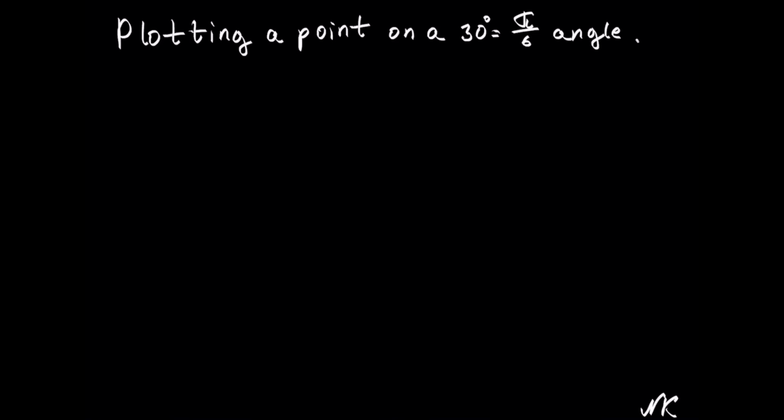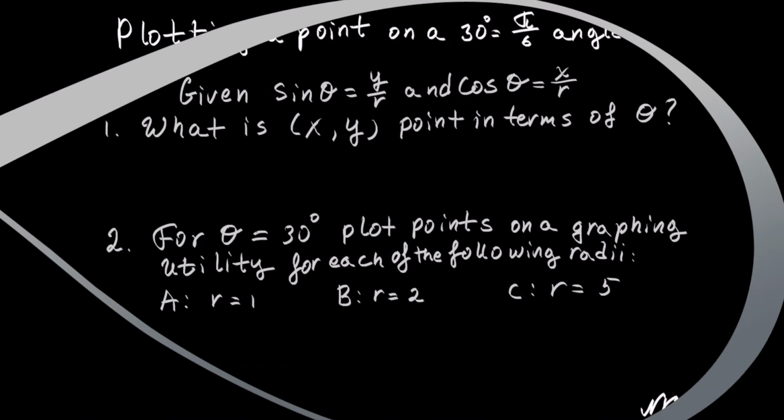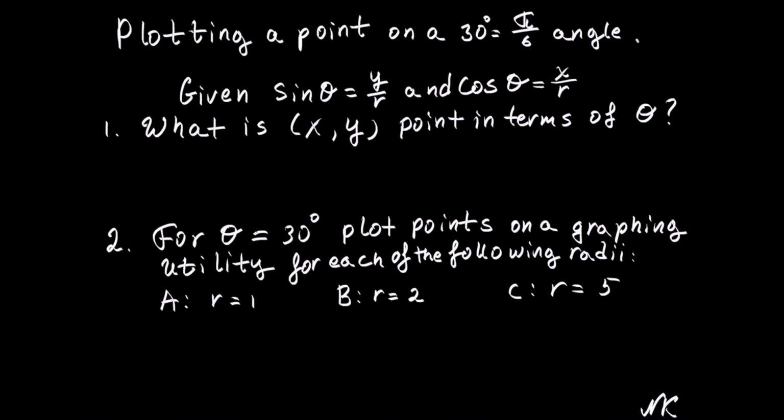In this video we will be plotting a point on a 30 degrees, which equals pi out of 6 radians, angle. Given sine of theta equals y out of r and cosine of theta equals x out of r, what are the x and y point in terms of theta?